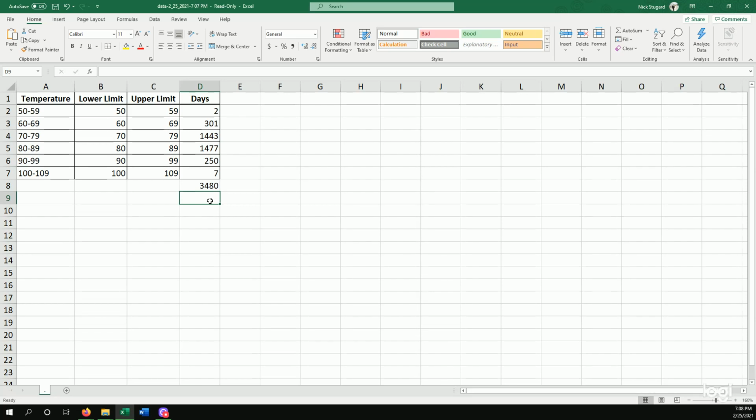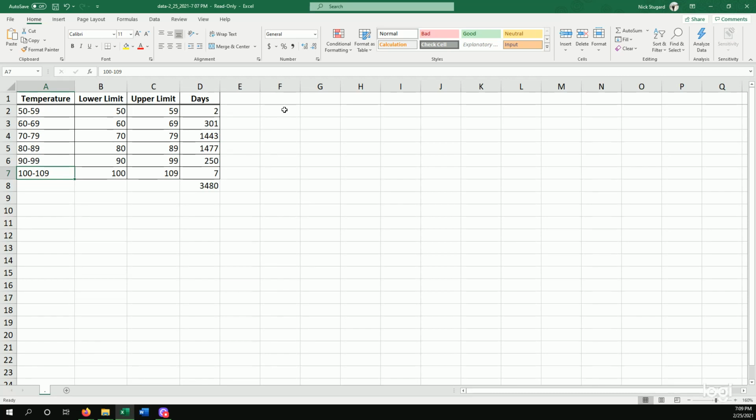Now, the thing is, this is not the raw data. This data has already been cleaned up a little bit. This data has already been organized into our different classes. We have a class or a bin of 50 to 59, a class of 60 to 69, a class of 70 to 79, a class of 80 to 89, a class of 90 to 99, and a class of 100 to 109. So again, this data has already been organized for us just a little bit. Even though we don't have the exact raw data, we're still going to be able to make some pretty good conclusions about this data.